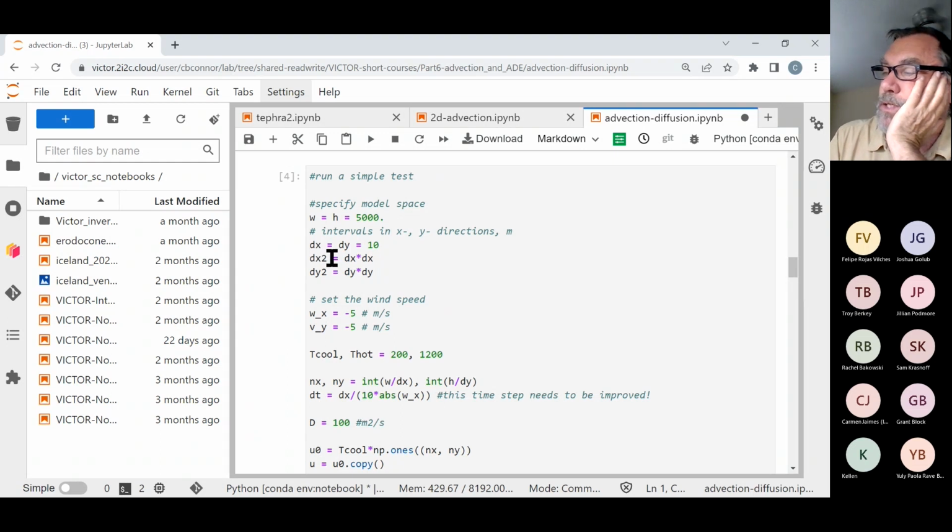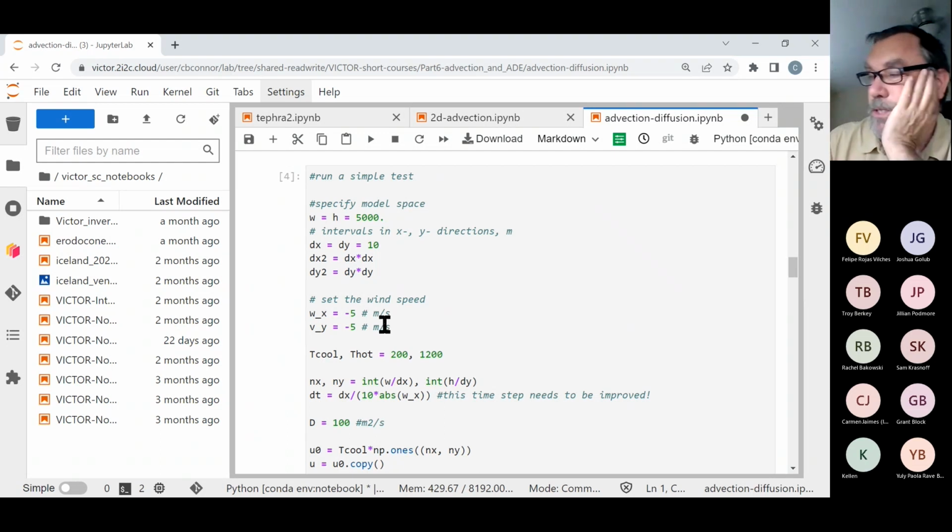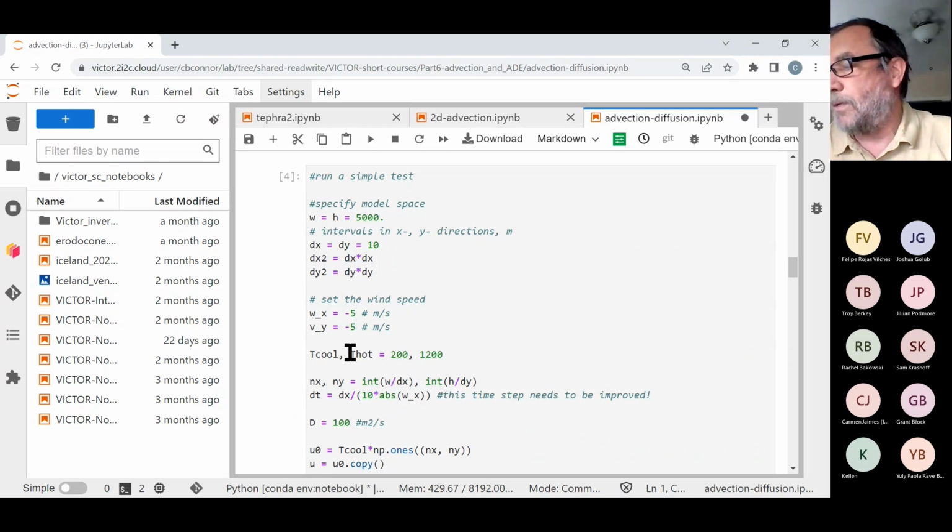So for the diffusion equation, I need dx squared and dy squared. So I just do that to make things simpler. I have the velocity field. I need that for the advection part of the equation. So if this is wind velocity, it's -5 and -5. Then I have my material. I'm just using the same sort of temperature model as I used before, but it could be particle concentration or whatever. It's 200 and 1200.